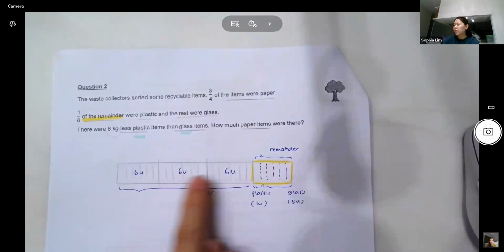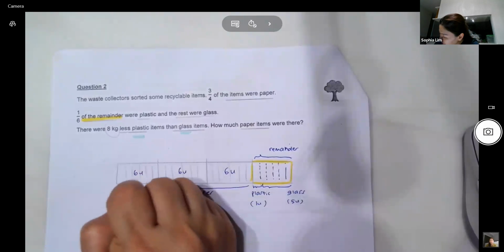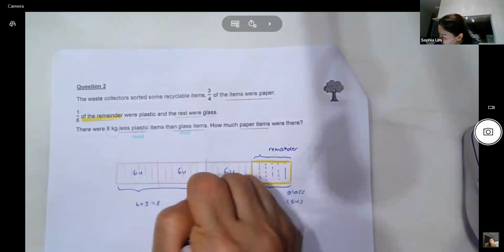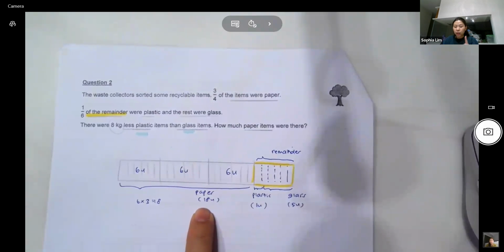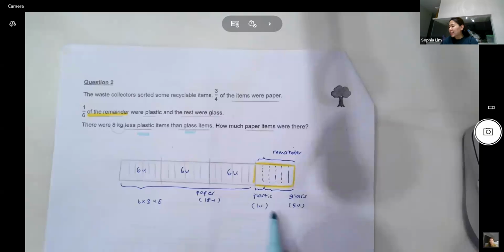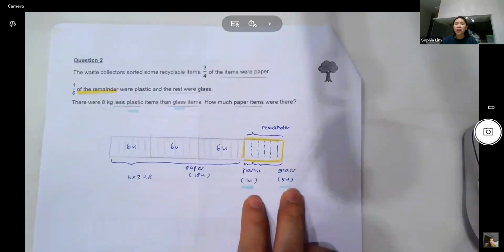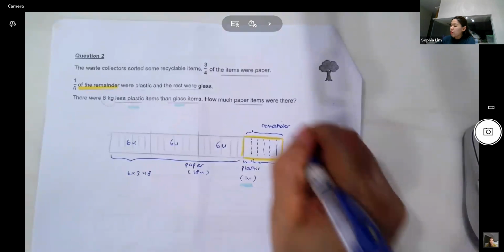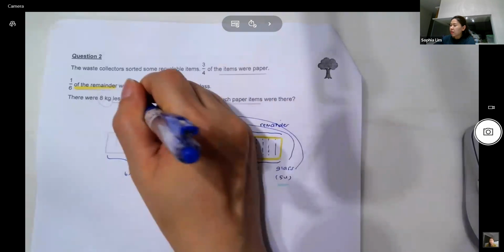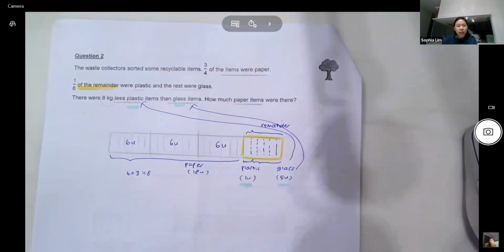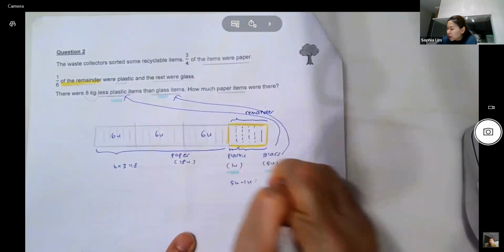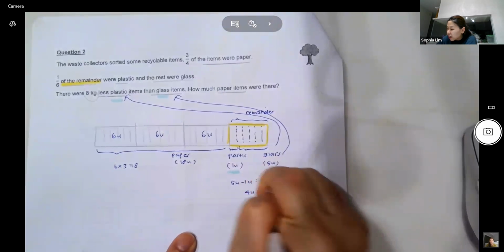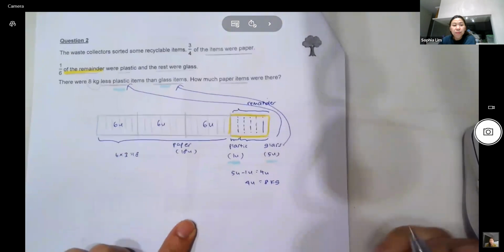Then you know that 6 times 3 is 18. Here there are 18 units that represent paper. But take note, they are comparing plastic with glass. The difference between plastic and glass. So you must always go and read back. What are they comparing? Then you take 5 units minus 1 unit that correspond to 8 kg.